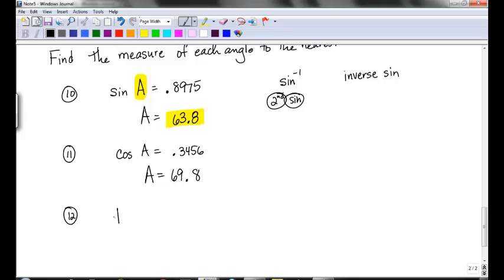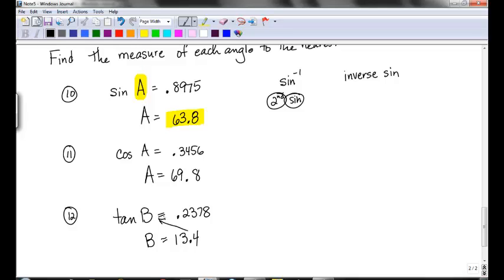Let's say I give you a different angle. Angle B is 0.2378. Tangent of angle B is 0.2378. I know the value of the function. I don't know the angle, so that's when I do inverse tangent and 0.2378. And I get 13.4. Now, if I wanted to check it, if I put 13.4 back in there, it's not going to be exact because I rounded it.